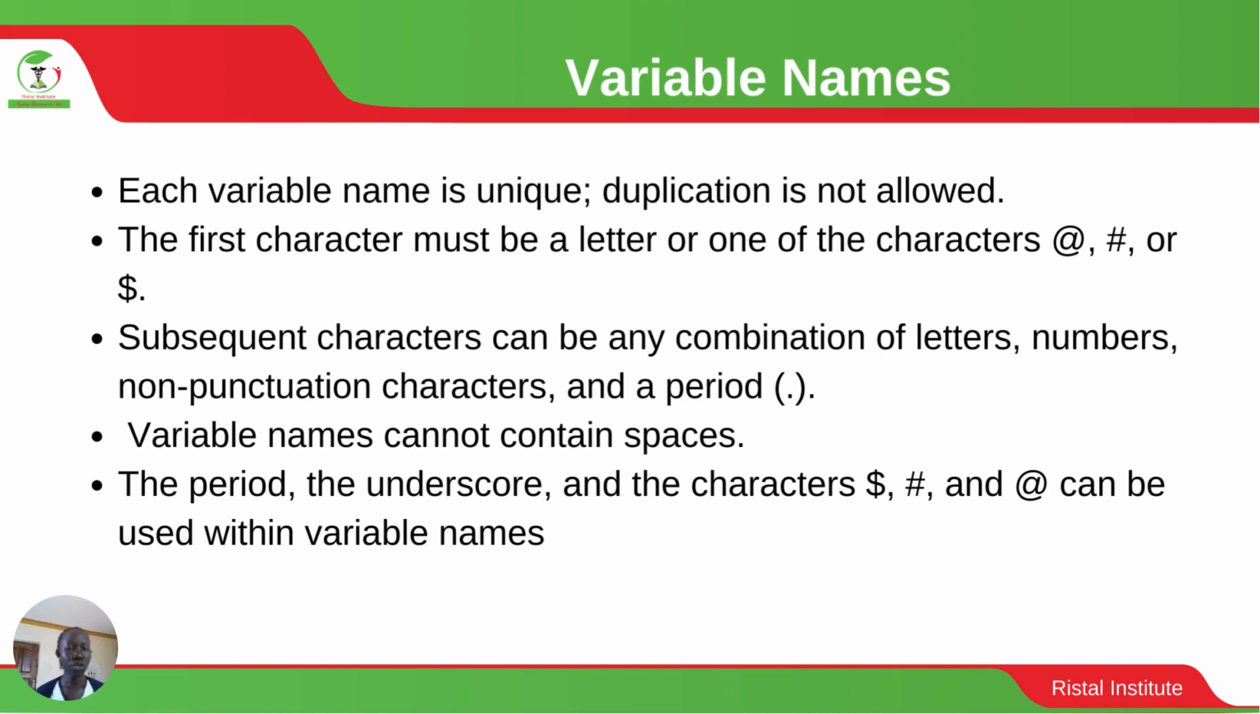The variable names cannot contain spaces. If you want to write maybe age of children, you do not space it. You just write it as one word, age of children, without spacing between age and of, and also between of and children. So you just write it as one plain word as age of children without any spaces. If you add a space, it will automatically reject your entry. The period, the underscore, the characters, the $ sign, the hash, and the at can be used within variable name.